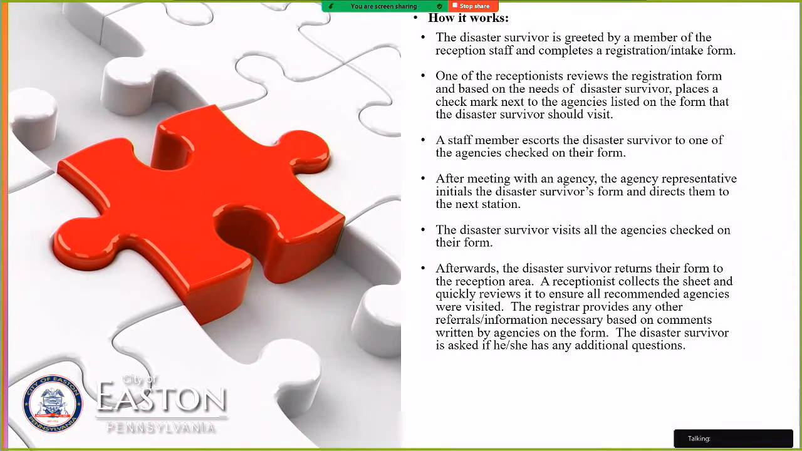So, how it works. Disaster survivors are greeted at the door. There's tables throughout with all the individual agencies. And I'll show you the list of agencies that were there. They're greeted, they come in, we find out what they need when they sign in. And then we direct them to those particular tables, depending upon their needs.